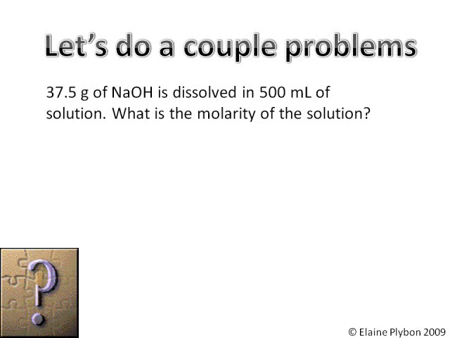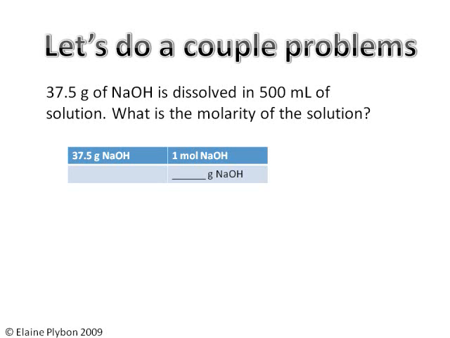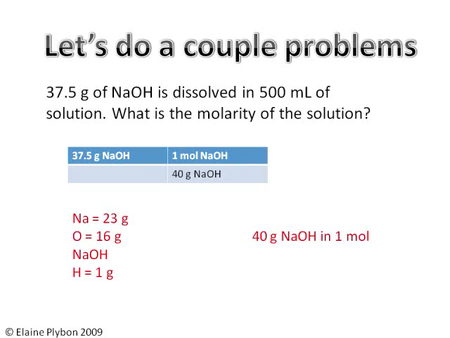So let's do a couple of problems. On this one, we have 37.5 grams of sodium hydroxide dissolved in 500 milliliters of solution. What is the molarity of the solution? Well, as I said before, we're going to have to change the grams of solute into moles of solute. We can do that by taking what we know, 37.5 grams of sodium hydroxide, and we also can figure out how many grams of sodium hydroxide are in 1 mole of sodium hydroxide.